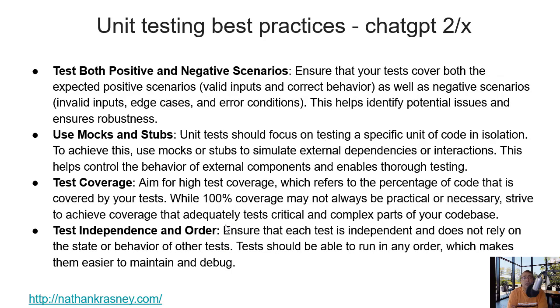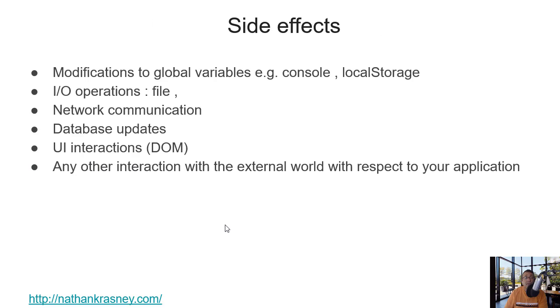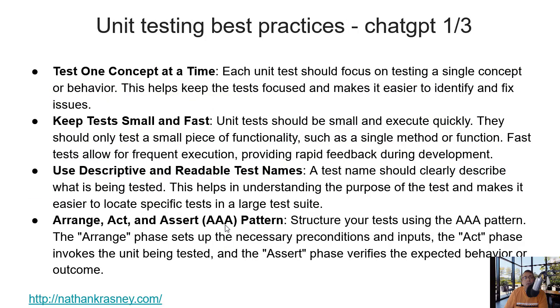It's important to test both positive and negative scenarios. For example, you check that the function works as expected when provided with arguments that give a good result, but some functions maybe throw an exception when something is wrong. So this is a negative scenario, and you need to test this scenario also. Use mocks and stubs. This is what I talked about here when I talked about side effects. When you have a side effect, you need to use a mock or spy. So we will see this later.